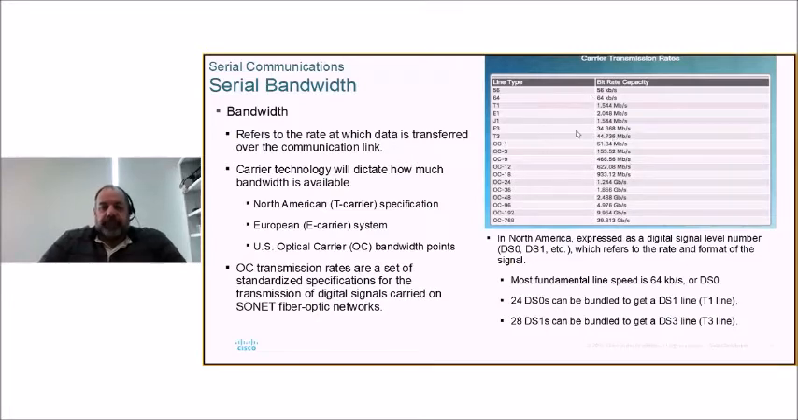So T1 is 1.544 megabits a second. E1 is 2 megabits per second, but E3 is not as fast as T3. And then of course there's all the OC standards.